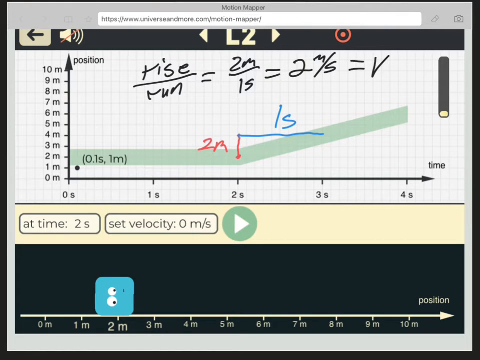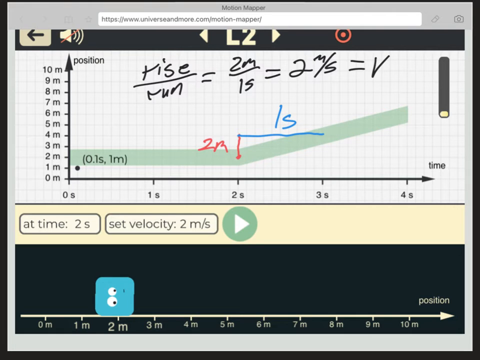I also need to note that the motion starts at the 2 meter marker. Luckily, my character is still at the 2 meter marker. If he wasn't, I would need to move it there. Now that everything's set up, I can go back and I can hit that play and it'll trace it out.